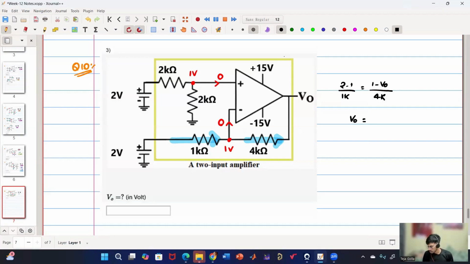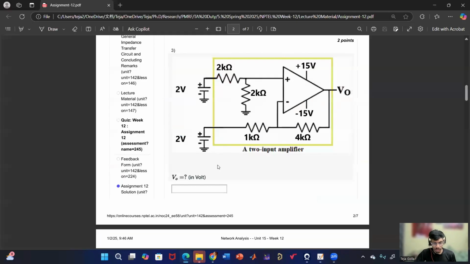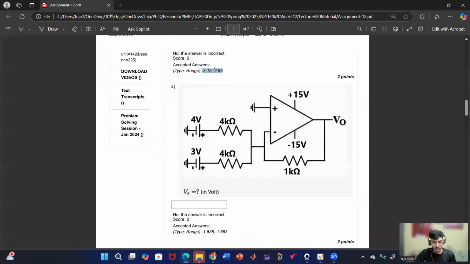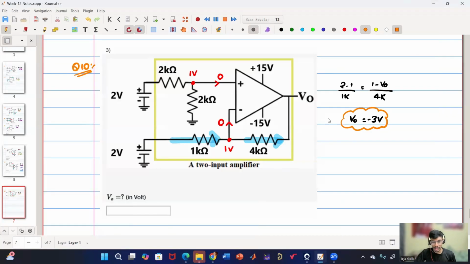Minus 3 volt. Very good. So basically, the same thing we have done. First we calculated the positive and negative terminal voltage, applied the virtual short property and then applied KCL, and then we got V naught. So V naught is minus 3 volt. Any queries in this problem?